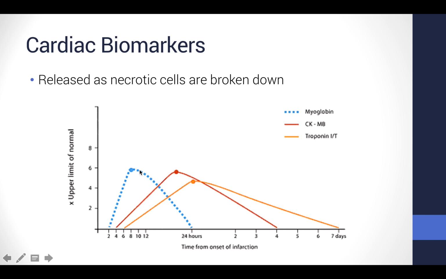And so here myoglobin would be first, but again, it's the least specific. After that, the CK-MB is going to peak, and after that, the troponins are going to peak. So usually what we'll do in the hospital when we're suspecting someone's having an MI is we'll draw blood and look for these biomarkers and trend them over time. So we'll see if they're gradually increasing and eventually peak for both CK-MB and for troponins.